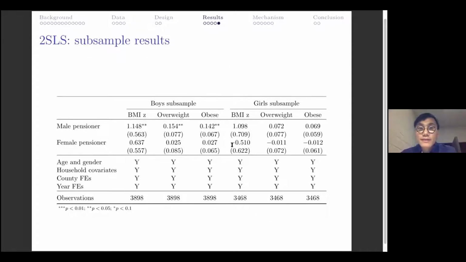Then we further look at subsample results, and we find these results are basically driven by the boy subsample. The result on the girl subsample has some economically significant results, but since the standard errors are too large, we are not able to draw a statistical conclusion.